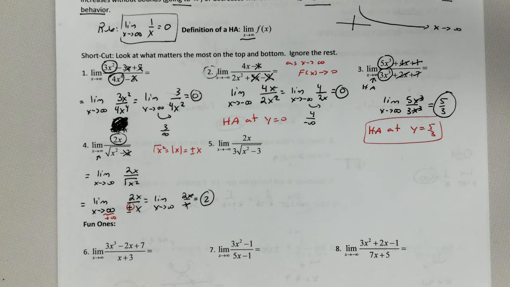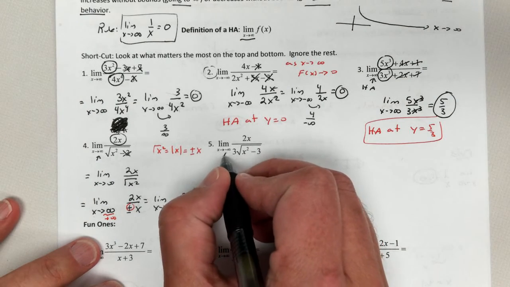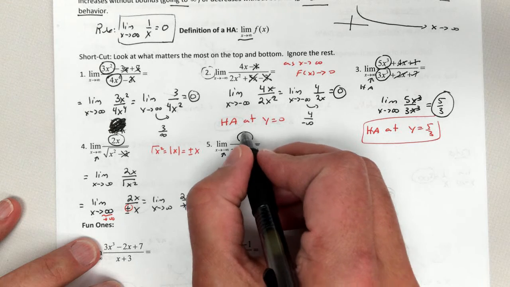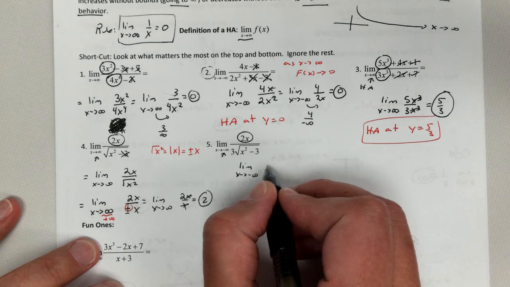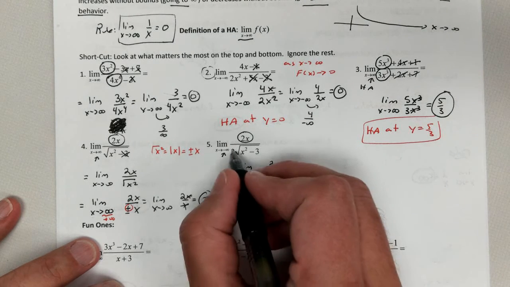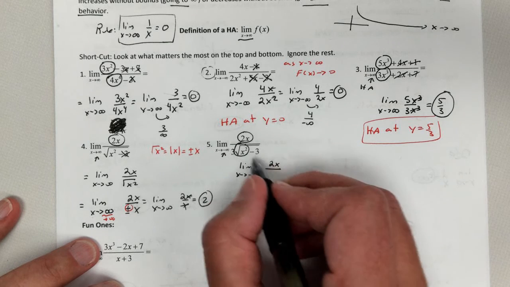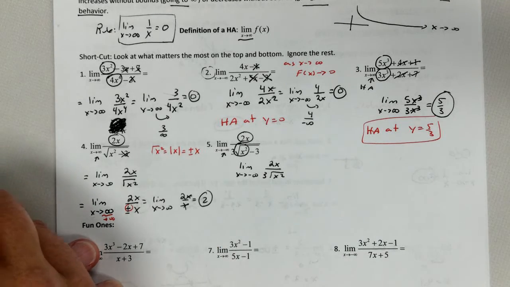So let's take a look at number 5. For number 5, we look at the same thing. Now be careful, this time we're going to negative infinity. We still only want the 2x on top. So when I rewrite this, I only want the 2x on top. The bottom, be careful. I'm still going to keep that 3, but the other part is the square root of x squared right there.